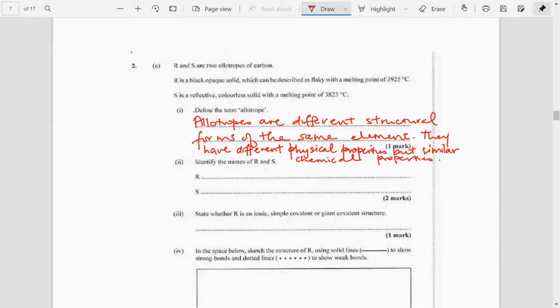Then identify the names of R and S. We know that R is, of course, graphite, because of the properties that they describe to us here, and S, of course, is diamond. State whether R is an ionic, simple covalent, or giant covalent structure. Of course, R, graphite, is a giant covalent structure.